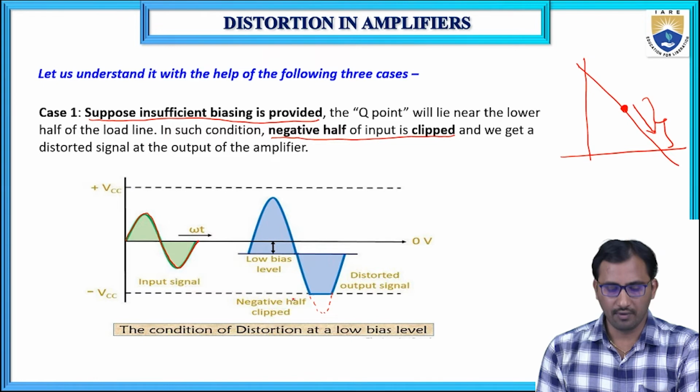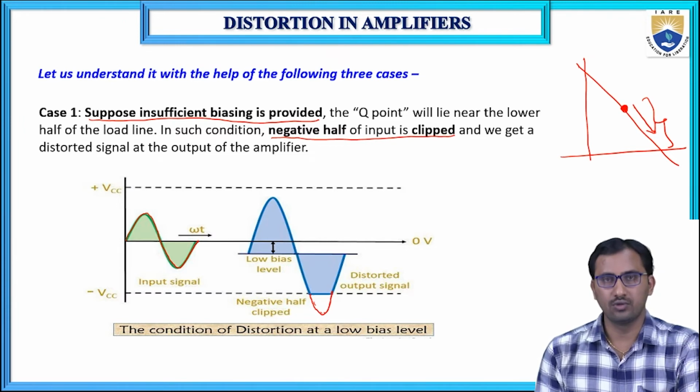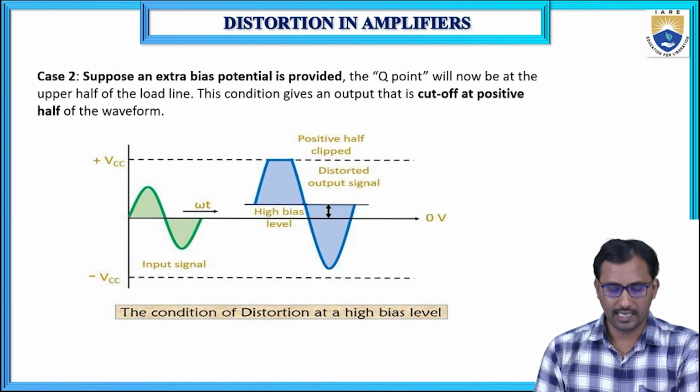So if insufficient biasing is provided, then the negative peak of the output waveform gets clipped off. Okay, so this is the first case, insufficient biasing, and then we move to the second case, that is extra biasing.